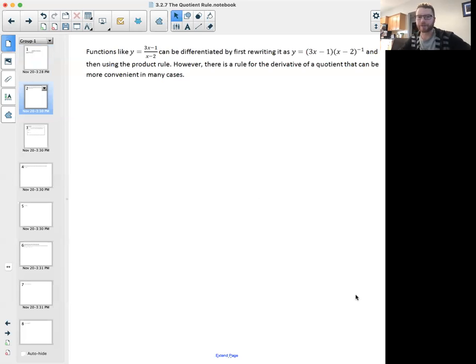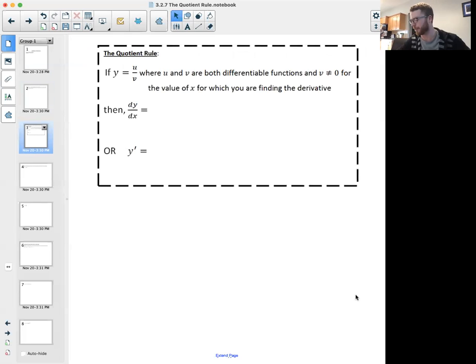Okay, so for functions like y is equal to 3x minus 1 divided by x minus 2, this can be differentiated by writing it with a negative exponent. So y is equal to (3x minus 1) times (x minus 2) to the exponent negative 1. So we could do that using the product rule. However, sometimes it's going to be a lot easier for us to actually just use the quotient rule. And you guys do need to know the quotient rule.